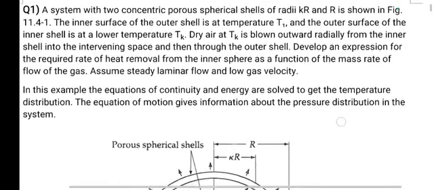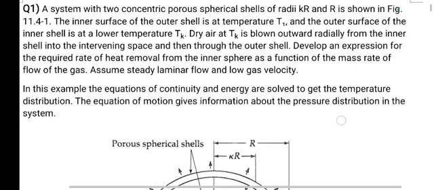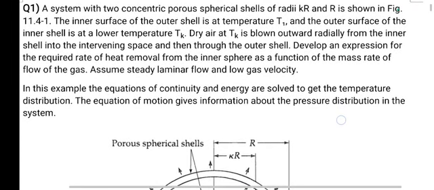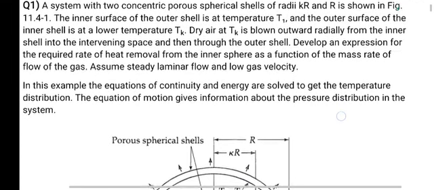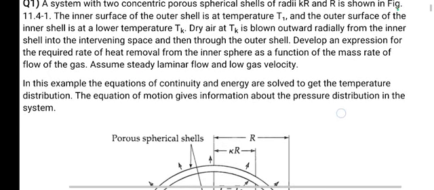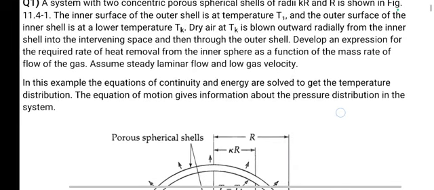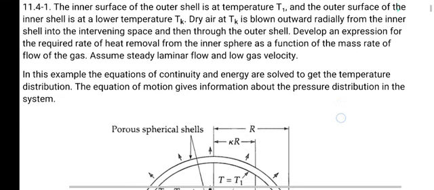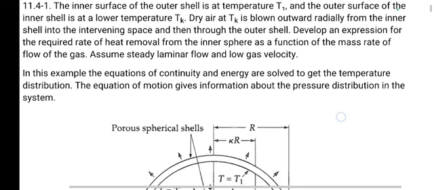Dry air at Tk is blown outward radially from the inner shell into the intervening space and then through the outer shell. Develop an expression for the required rate of heat removal from the inner sphere as a function of the mass rate of flow of the gas. Assume steady laminar flow and low gas velocity.